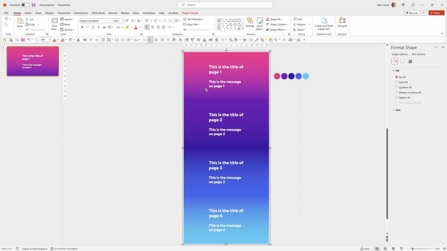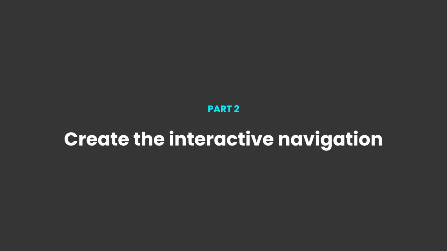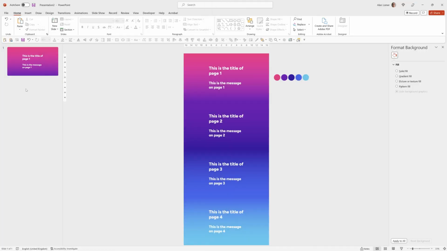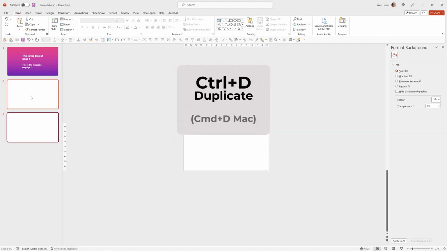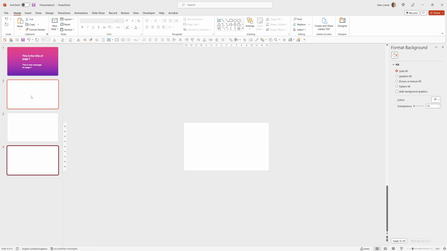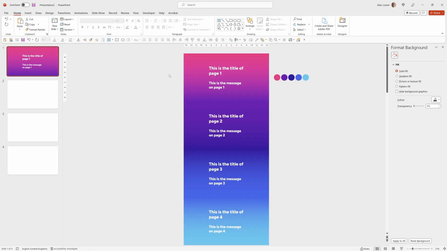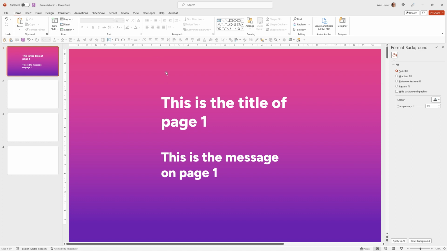Now let's create our other pages and then we'll create the navigation. So firstly we'll go to the slides on the left, right click and choose New Slide, and then Control D and Control D. So that will create the three other slides that we're going to jump to. Go back to slide one, I'm going to zoom in to my top slide and create the navigation.